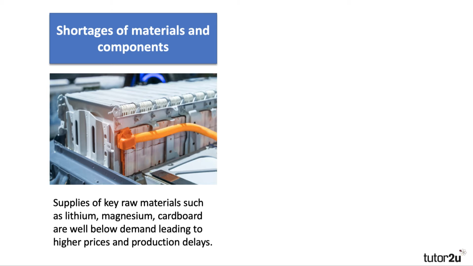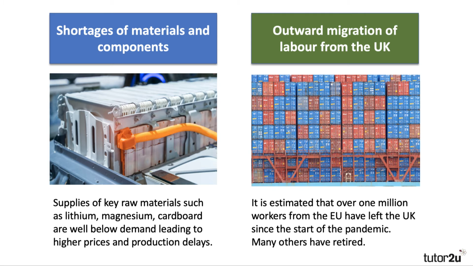Another aspect of the supply crunch are shortages of key materials, key components: magnesium, cardboard used in packaging, lithium used in lithium-ion batteries. So a big rise in the cost of that. And also there's labour shortages. Some evidence, we're yet to get the full figures, that there has been a major exodus of workers from the UK back towards countries inside the European Union. Of course, the UK left the EU in January 2021. Something like between 1 and 1.5 million EU workers have now left the UK since the start of the pandemic.